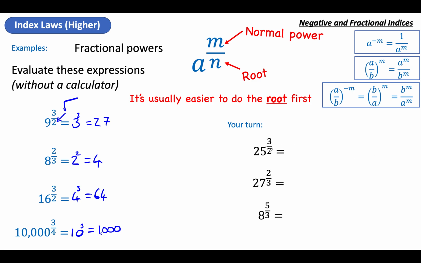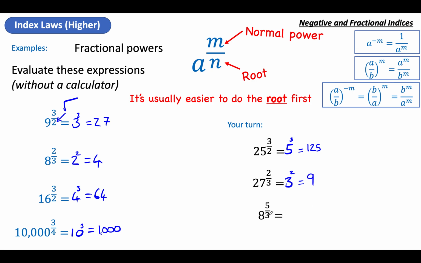Right. The bottom number is a root. It's a 2, so it is a square root. So square root 25. And then we can do the normal power. 5 cubed, 5 times 5 times 5 is 125. This is a 3. So it is a cube root, the cube root of 27. Right? Again, if you don't know these, you need to learn your cube numbers. 3 times 3 times 3 is 27. So we've used up the fractional part of that power. We're just left with the top bit, which is the 2. So that's 3 squared, which is 9.